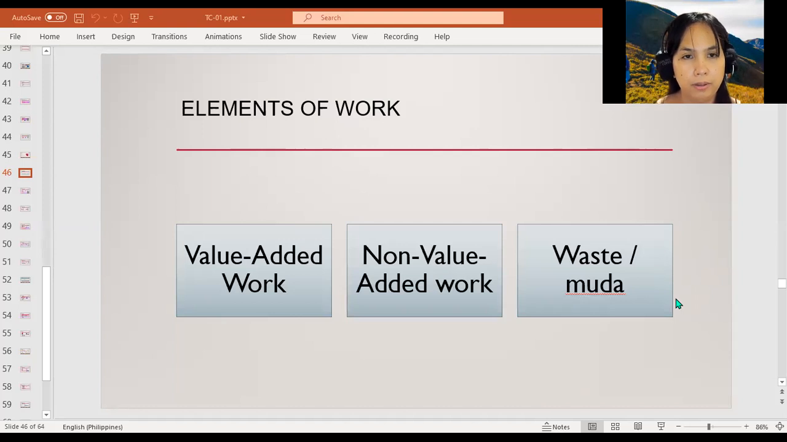So you see, any work or activity we do can be classified into one of three categories. We have the first one, value-added work. And then we have the second one, the non-value added work. And then the third is the waste or Muda.